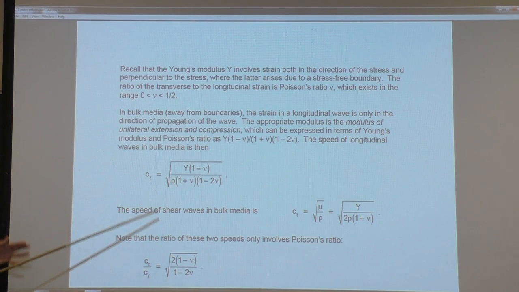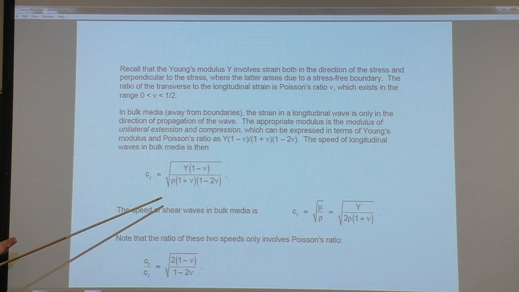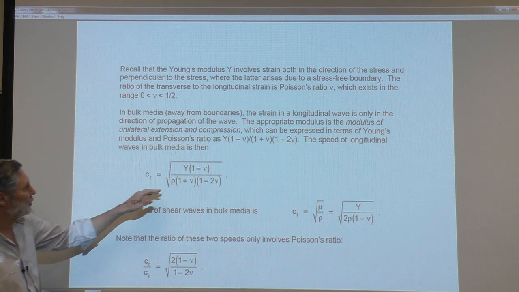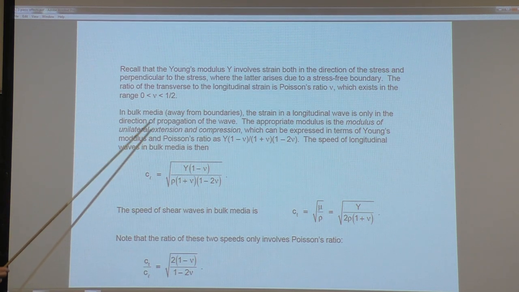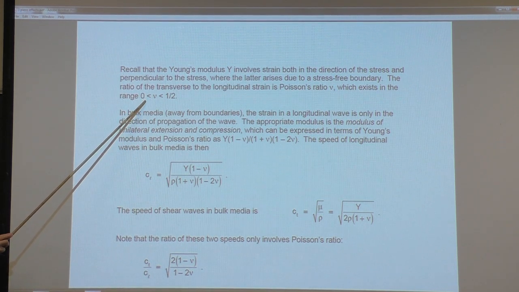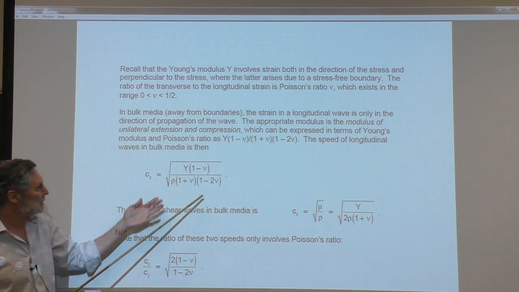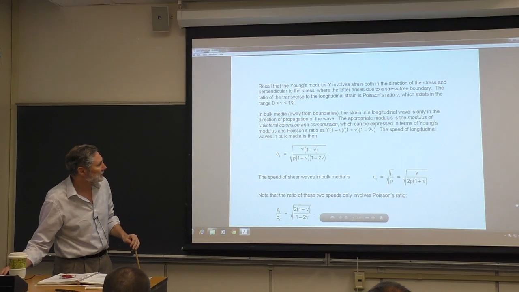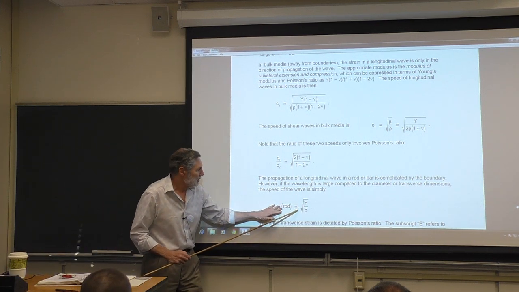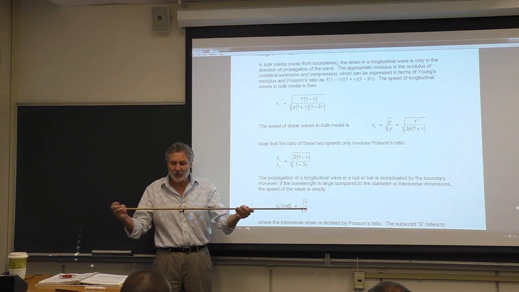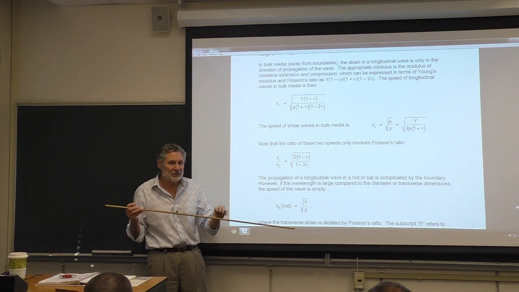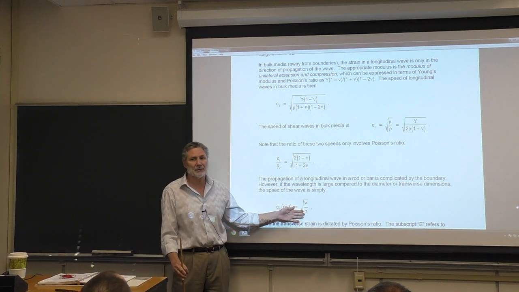The results for the different elastic wave speeds here are phrased in terms of Young's modulus and Poisson's ratio. I had to look this up, and you can see how I got into this. We've got these expressions here, where, as an example, let's look at compression and extensional waves in a bar where the wavelength is large compared to the diameter. This is what we were just talking about, right?